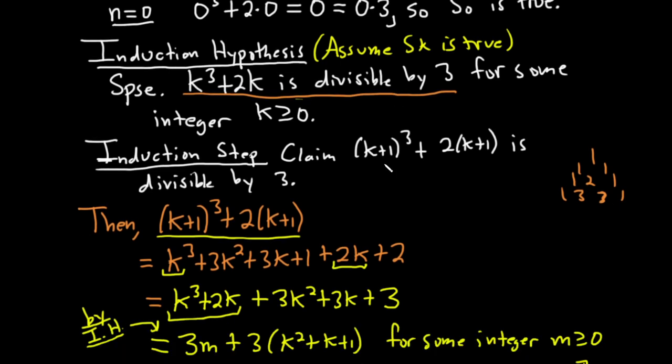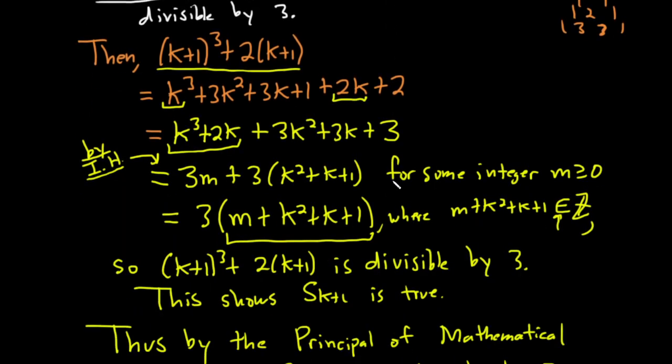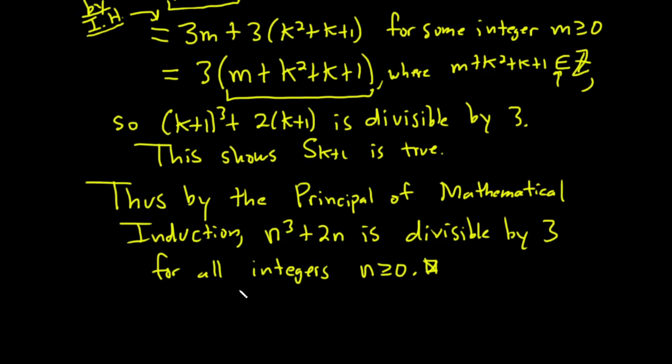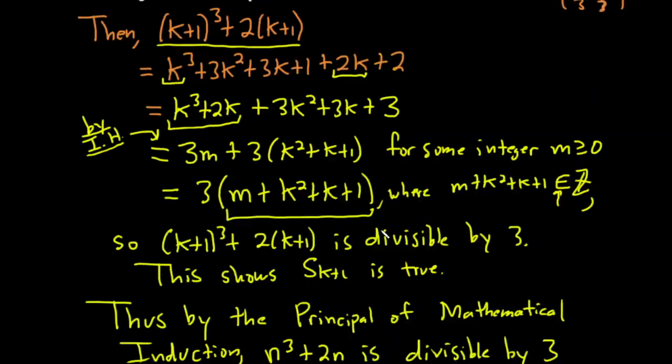Those two things combined allow us to invoke the principle of mathematical induction and say that our statement is true for every integer n greater than or equal to 0, right? Because we have to include 0. You got to be careful.